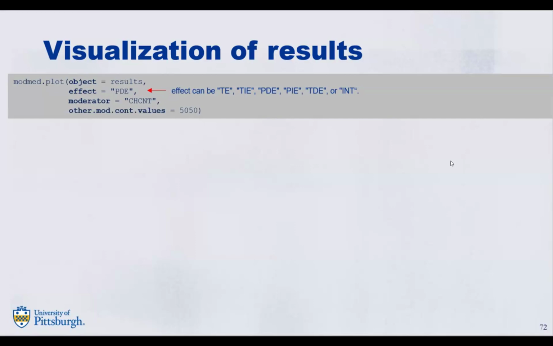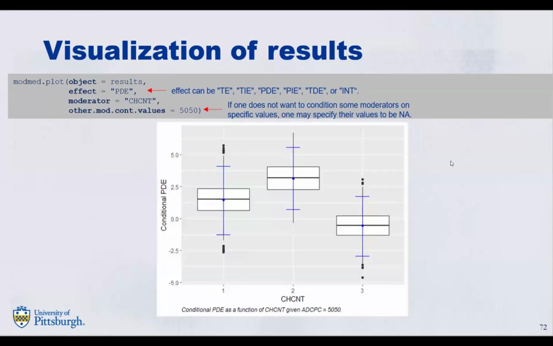And other dot, so the other continuous moderator value is the median of the continuous moderator. If you do not want to condition some moderators on specific values, as I mentioned earlier, you can just specify their values to be NA. That's all. And more details about the specification of the function can be found in my paper in our Markdown page. Because the moderator here is categorical, you will have these multiple box plots.